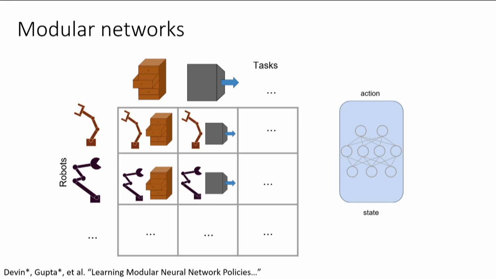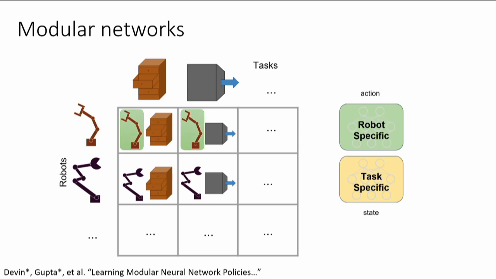And instead of having your policy map directly from the state to the action, it'll have a little task-specific part and a little robot-specific part. And every time you're using the 3-link robot, the first part of the network is the green piece, and every time you're using the 4-link robot, the first part is the blue piece. And every time you're opening the drawer, the second part is the yellow piece, and every time you're pushing the block, the second part is the orange piece.